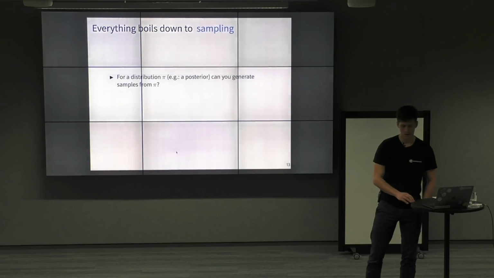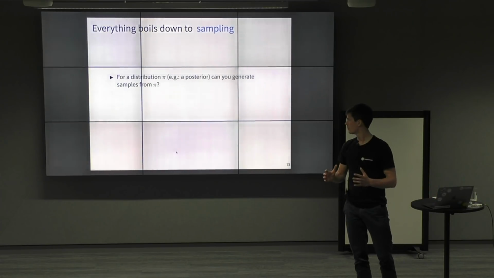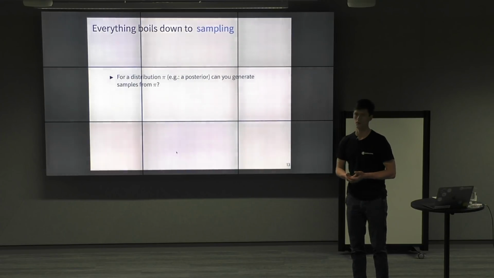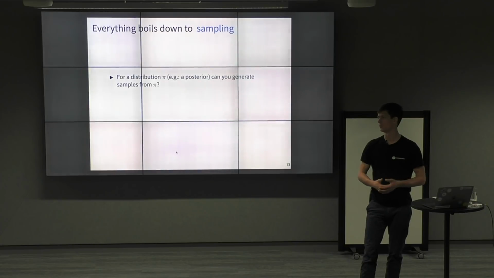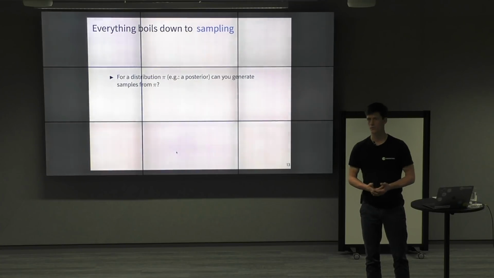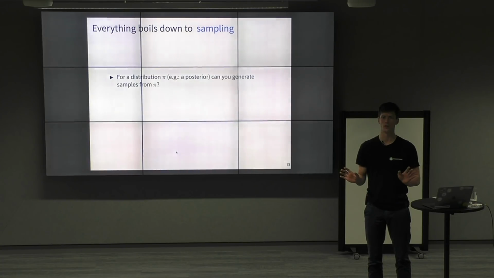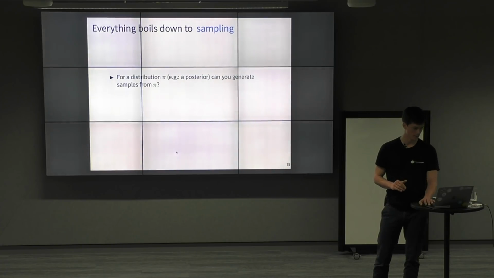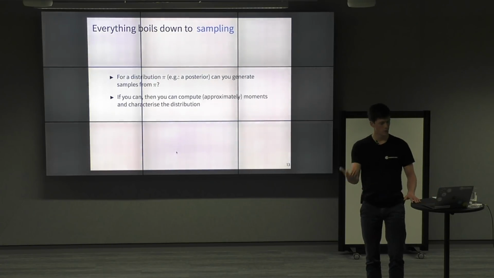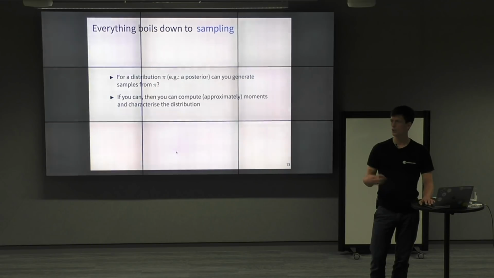So now the whole thing boils down to a sampling problem. For an arbitrary distribution pi, and it can be a posterior, but this problem is more general, right? It's for any distribution over random variables. Can you generate samples from pi? And this is basically Bayesian inference. Computational Bayesian inference is that. If you can, then you can approximately compute the moments using the Monte Carlo method I just mentioned before.